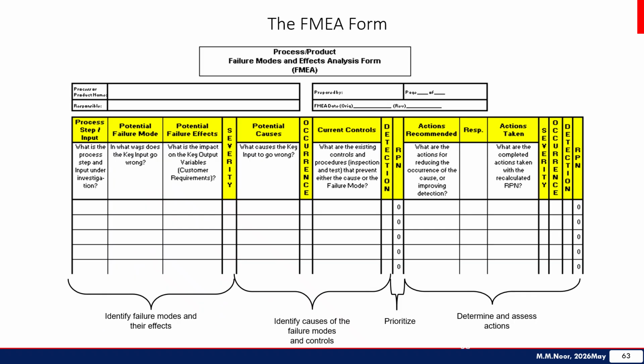Okay, this is a form of FMEA. We have four parts of FMEA. Identify the failure, which is actually on the process and potential failure, and the effect of the potential failure. Then this is the severity. Second part, identify the cause of failure mode and control, which is potential failure, how many occurrences, and also current control, how to detect the problem.